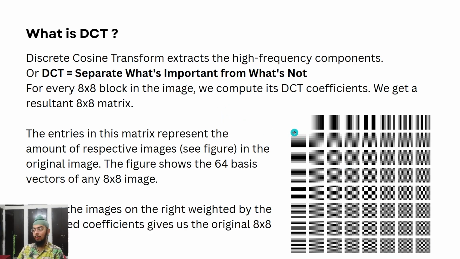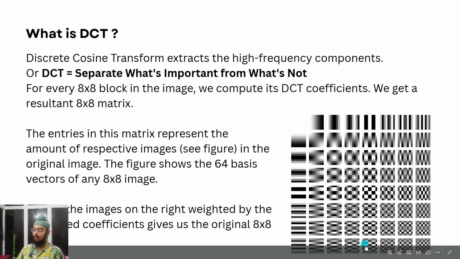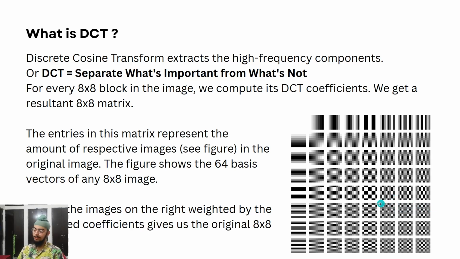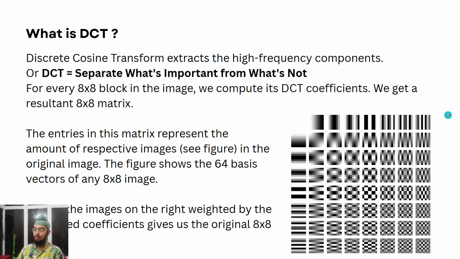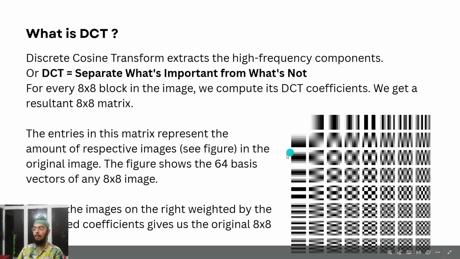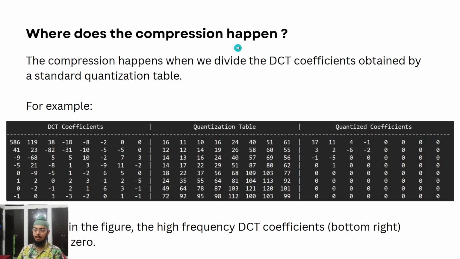DCT is the process of computing the coefficients by which we weigh these 64 basis vectors to get our 8 by 8 block. As you can see, the frequency in the x direction increases when we go along the x direction in these basis vectors, and the same goes for the y direction. These are the high frequency components. Our eyes cannot perceive these. So, we can safely neglect these components and then reconstruct the 8 cross 8 image by using the remaining vectors. That's where the compression happens.